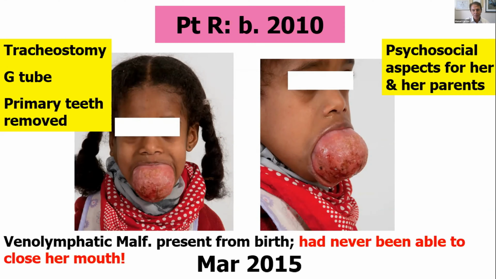Needless to say, with this, she couldn't breathe, so she needed a tracheostomy tube to allow her to breathe. She needed a G tube, so a tube directly into her stomach to feed her. And she had to have all of her primary teeth removed by a dentist because otherwise they would impale into this lymphatic malformation and cause bleeding. Needless to say, this also caused tremendous psychosocial issues for both her and her parents.